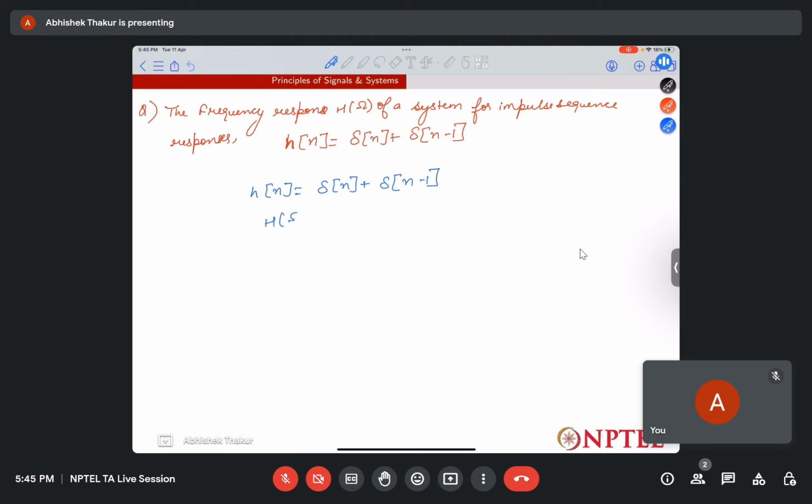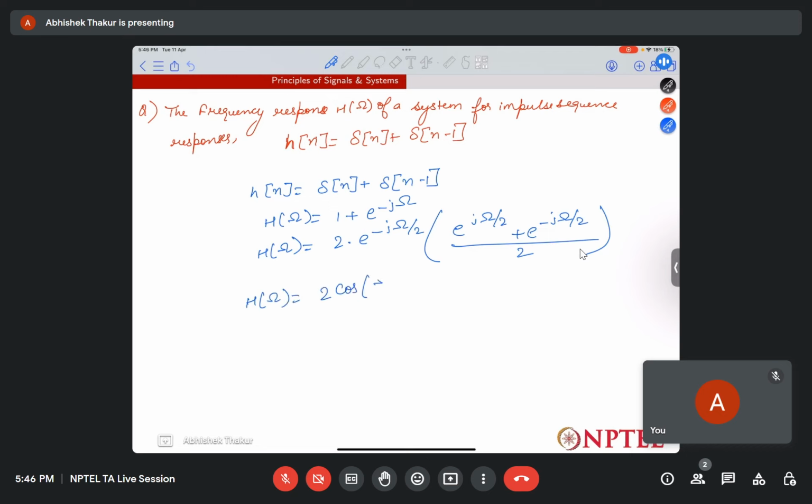Here H of omega is equal to 1 plus e to the power of minus j omega. So H of omega is equal to 2 times e to the power minus j omega by 2 multiplied with e to the power of j omega by 2 plus e to the power minus j omega by 2, divided by 2. So H of omega is equal to 2 cos of omega by 2 multiplied with e to the power minus j omega by 2. So the magnitude is 2 cos omega by 2, and the angle is minus omega by 2.